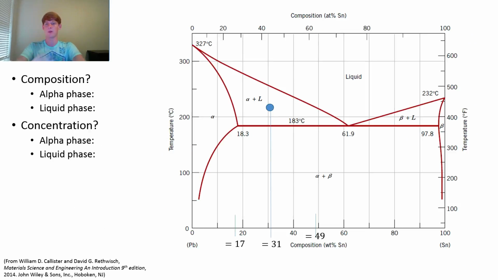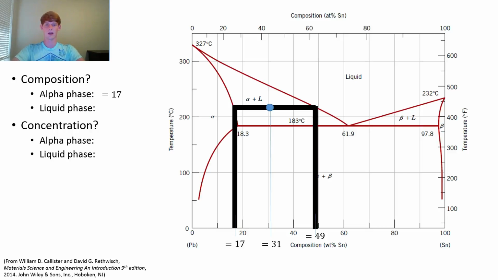Now let's say we want to calculate the composition of the alpha phase at some point and the liquid phase at some point. So at this point, draw a tie line until we intersect the solidus or liquidus line. We draw a line straight down from where we intersect the solidus line, and that is 17 weight percent tin. And straight down from the intersection with the liquidus line, which is 49 weight percent tin.